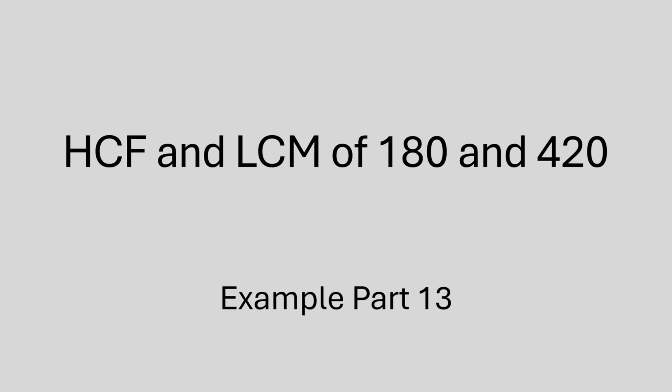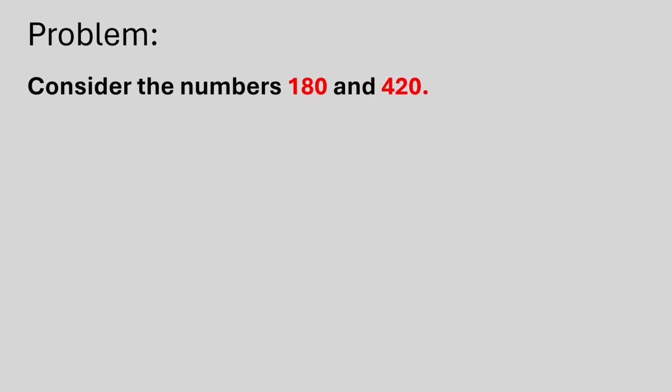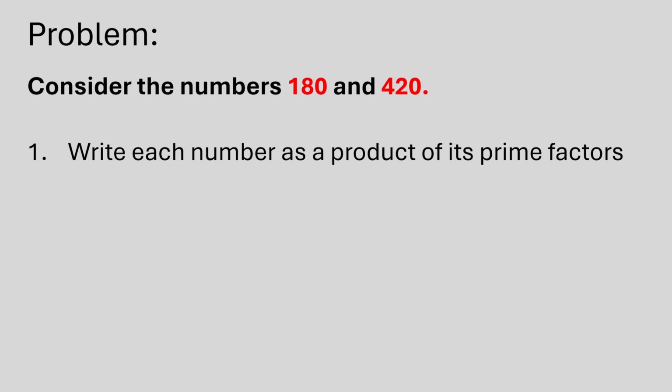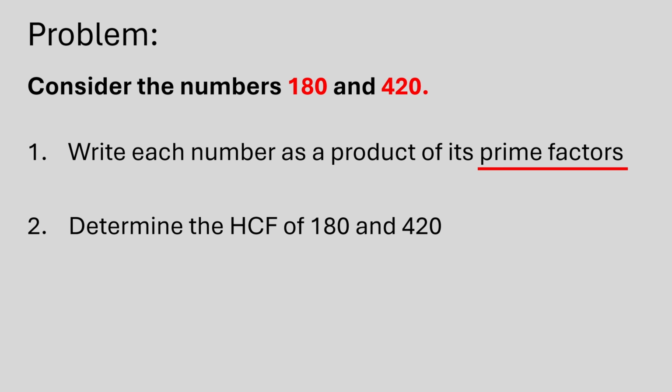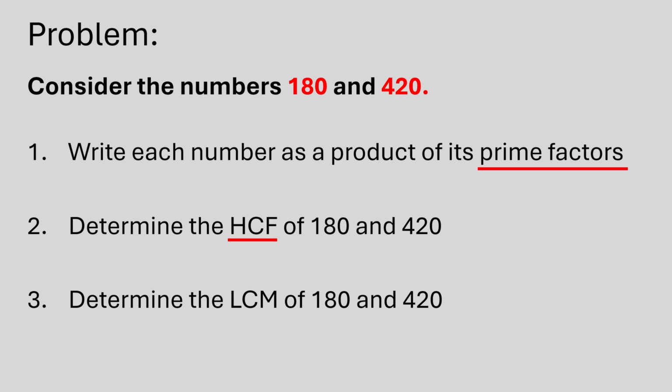HCF and LCM of 180 and 420. Consider the numbers 180 and 420. 1. Write each number as a product of its prime factors. 2. Determine the HCF, highest common factor, of 180 and 420. 3. Determine the LCM, lowest common multiple, of 180 and 420.